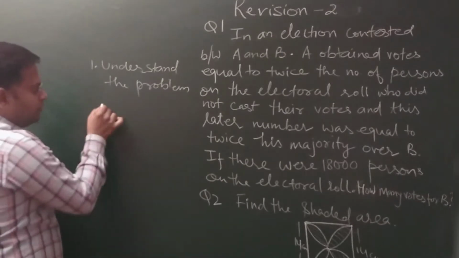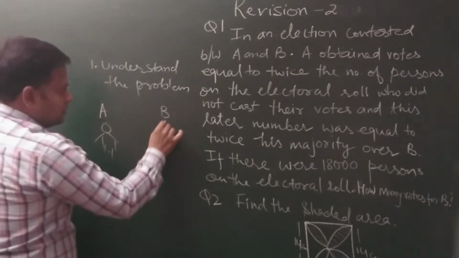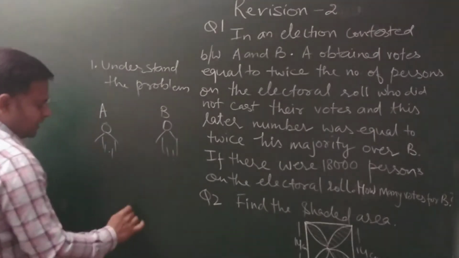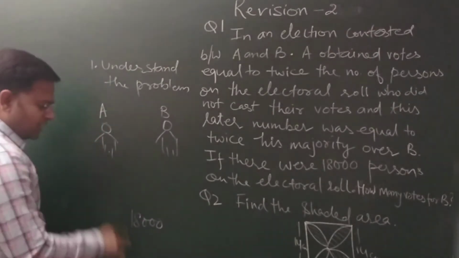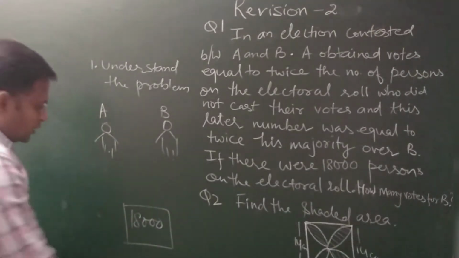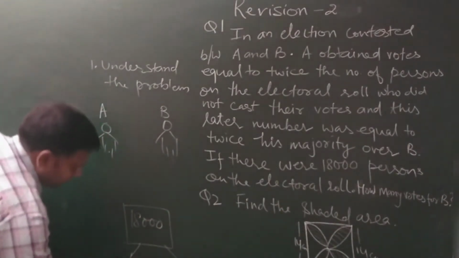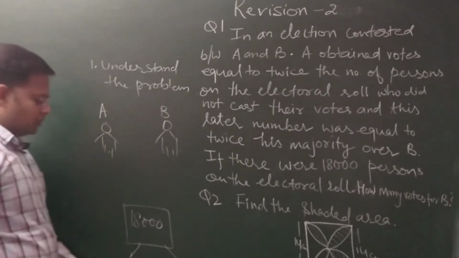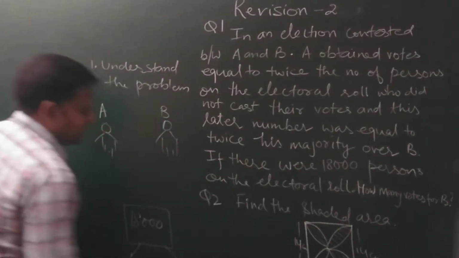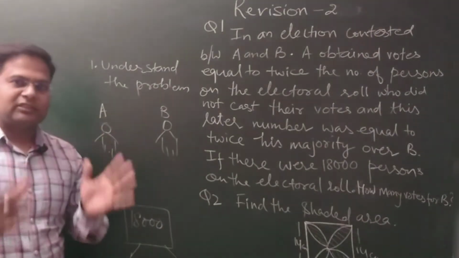So you can see there are two people A and B. Okay, they have now gone for the elections, and there are 18,000 voters. Now you see there are 18,000 voters, but you also know that all voters do not go for voting. So out of them, some have gone and some have not gone. So let X people have not gone for voting. So how many people have gone for voting? 18,000 minus X. So from here your visualization starts.